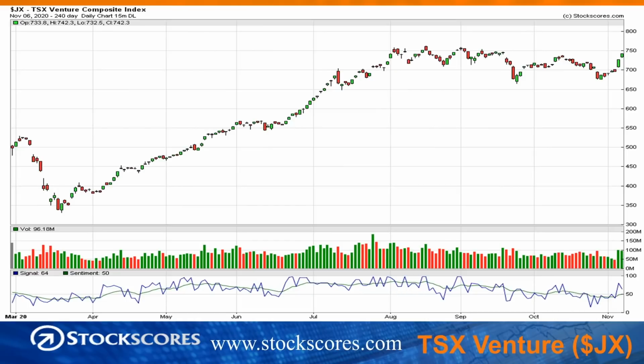On to the TSX Venture. Of course, we had a big surge in the cannabis stocks this week, and that's been, I would say, the motivating factor for this market to move higher. It's still below resistance, but there are some pockets of strength in that cannabis sector, and we see that in the chart, although it's still not breaking out, so don't get too optimistic.